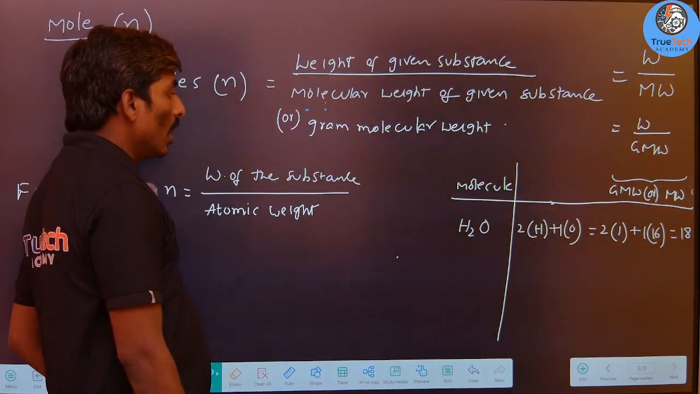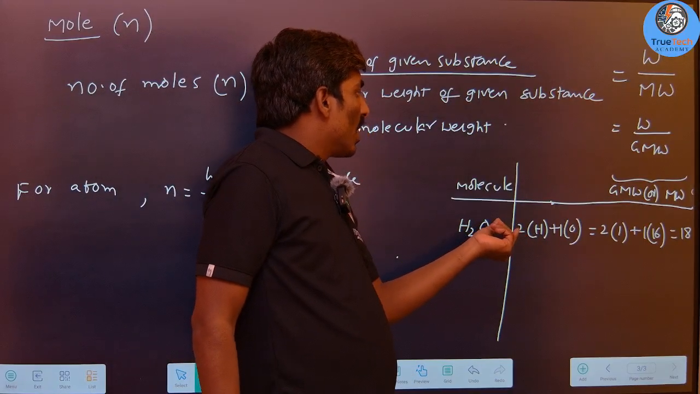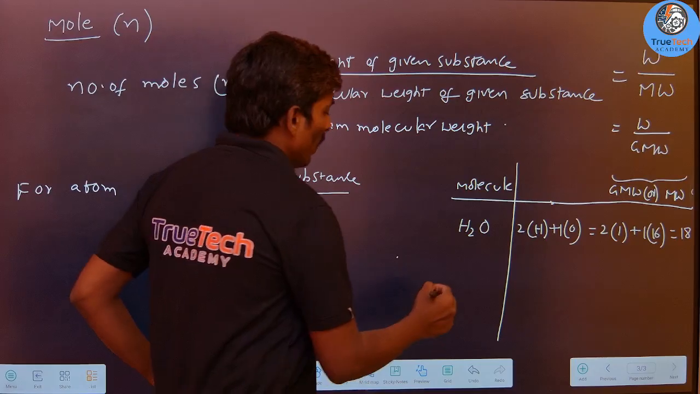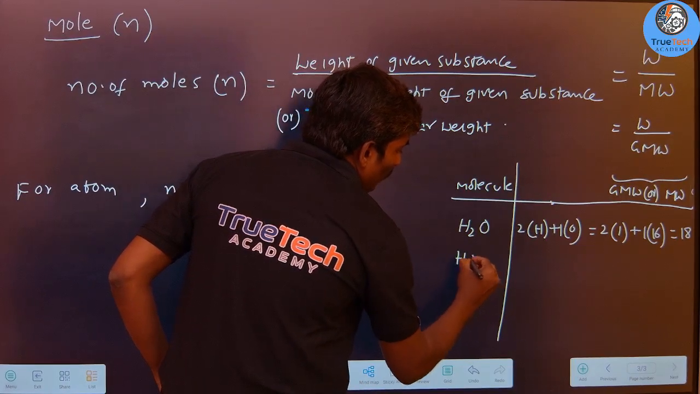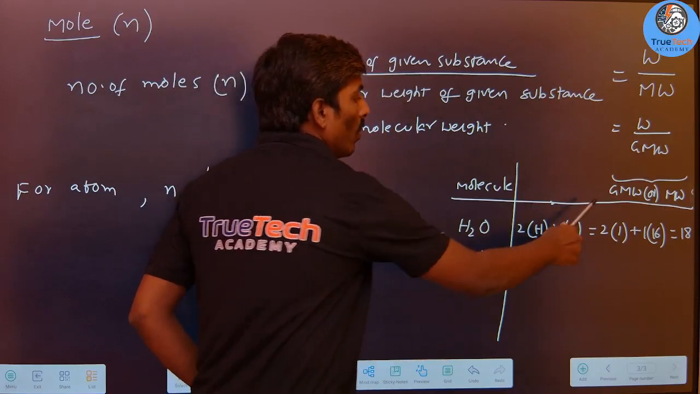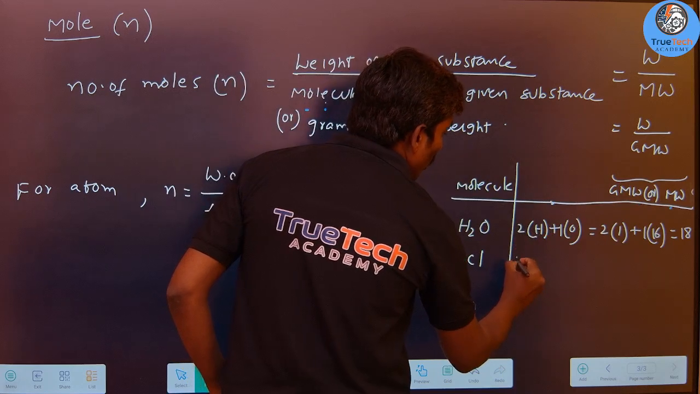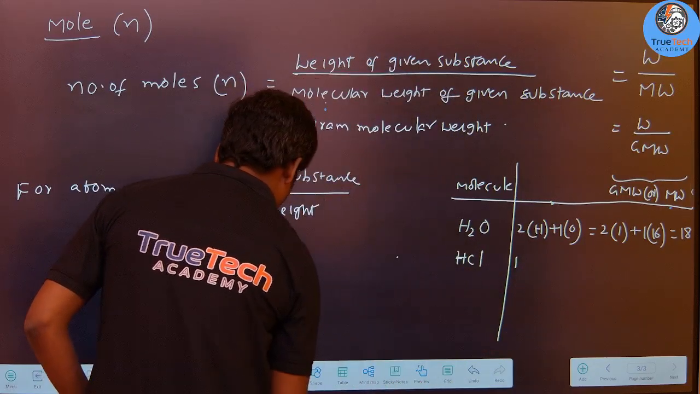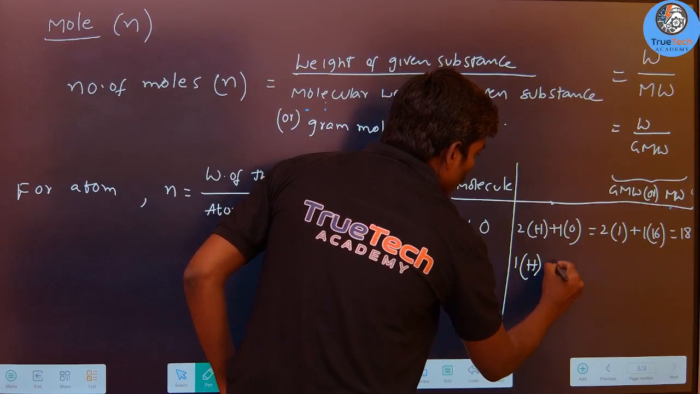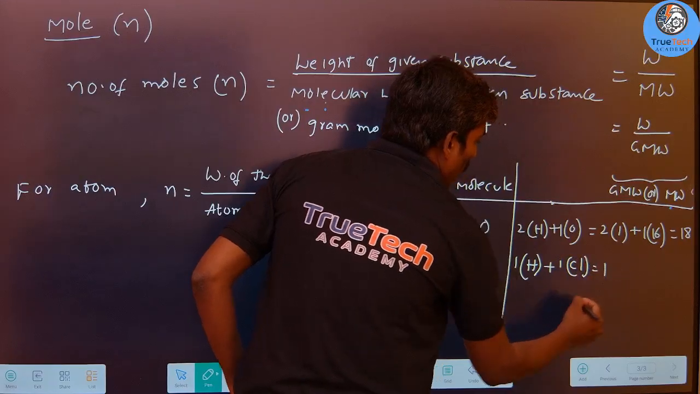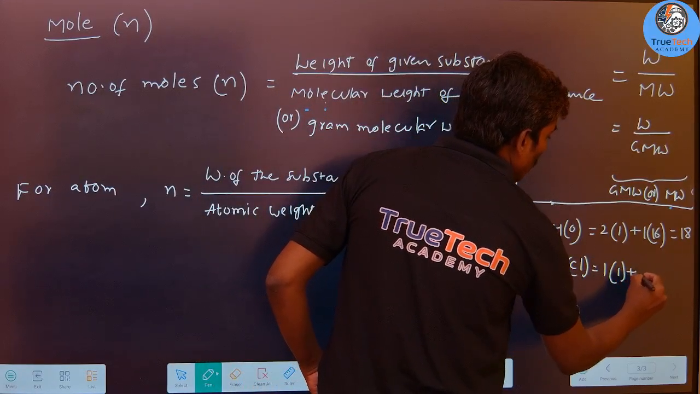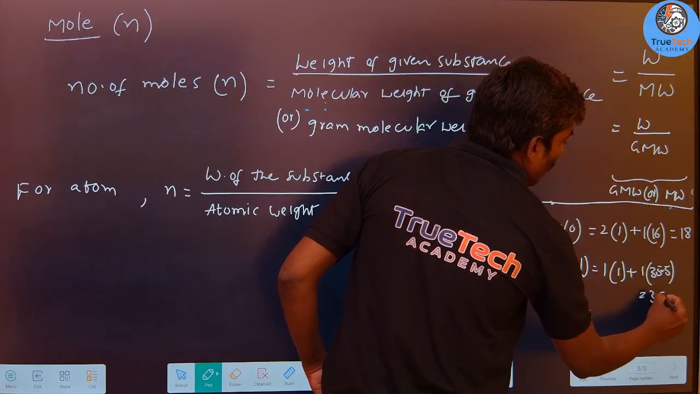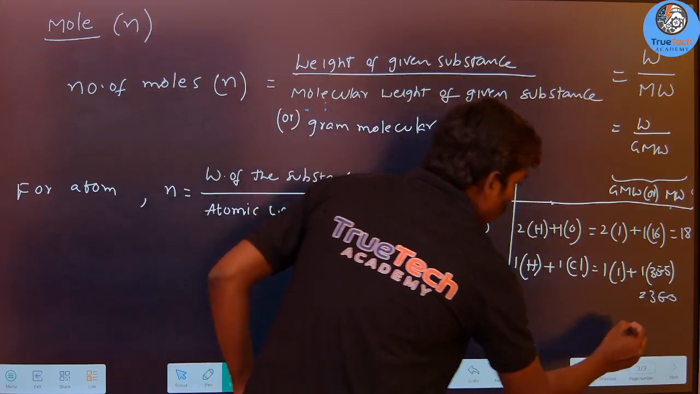This is how we find the molecular weight or gram molecular weight of a molecule from the formula. For example, take HCl. How to find its gram molecular weight? One hydrogen plus 1 Cl. 1 into the hydrogen atomic weight, which is 1, plus the chlorine atomic weight, which is 35.5. Total it is 36.5.